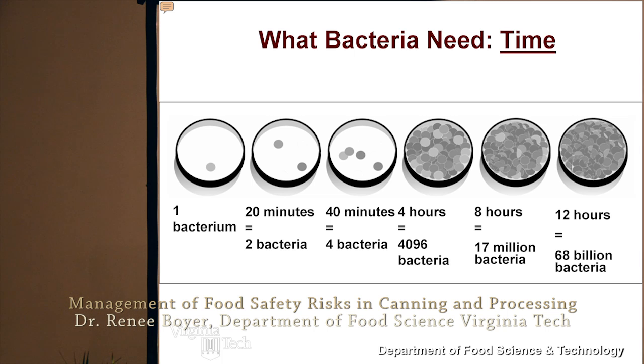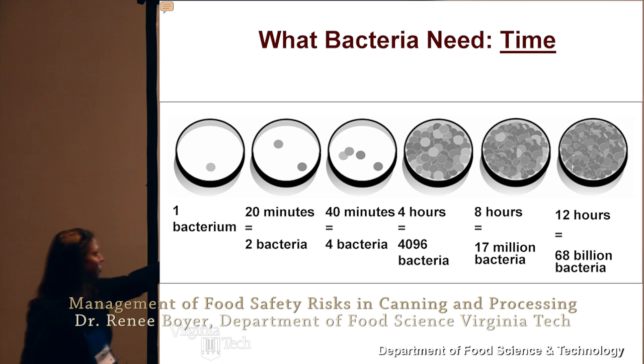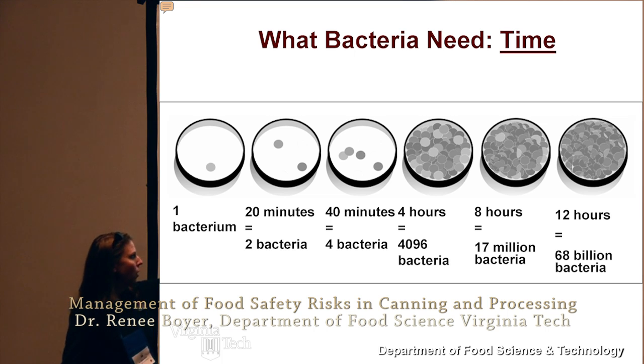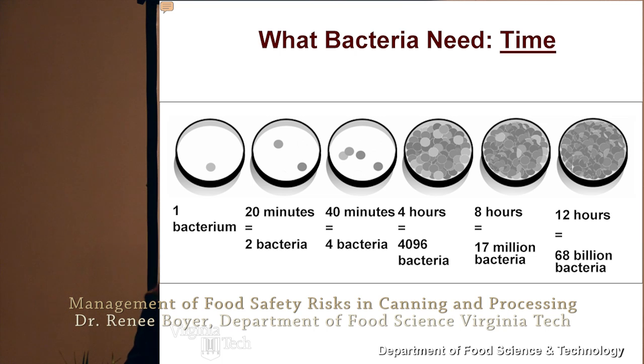They double every 20 minutes. In 20 minutes you have 2, in 40 minutes you have 4, in 4 hours you have 4,000, in 8 hours you have 17 million bacteria. So they go very fast if they're under the optimum conditions. So again, if we control things like acidity and temperature, we're creating conditions that bacteria don't like to grow in, so they're not going to grow that rapidly. We're just controlling that growth again.